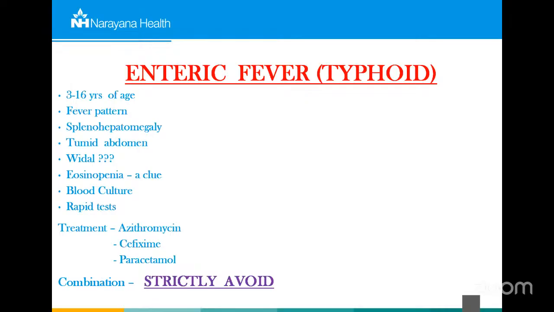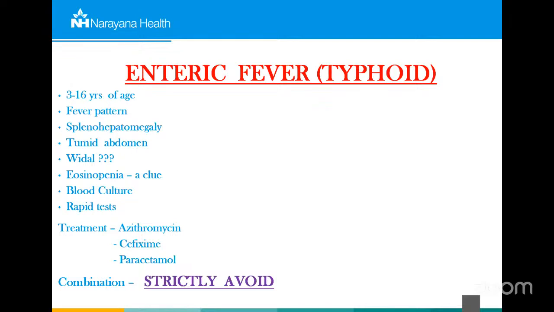Vidal has been mentioned to be condemned. Please do not use the Vidal. For the Vidal, you have to do 2 tests, one on the 10th day of fever and one on the 20th day of fever, to show a doubling of titers. So by then the child is either in the ICU or better already.